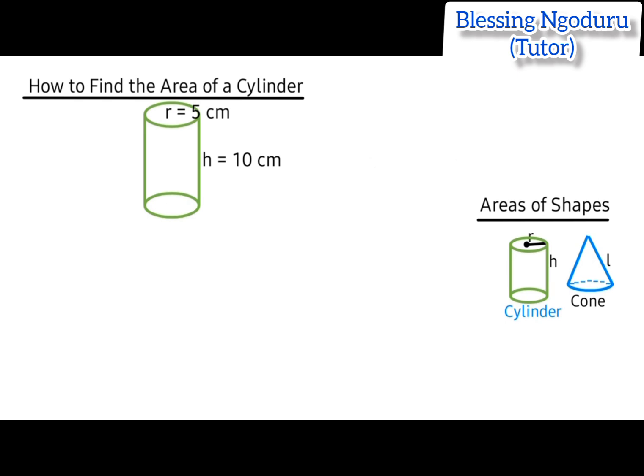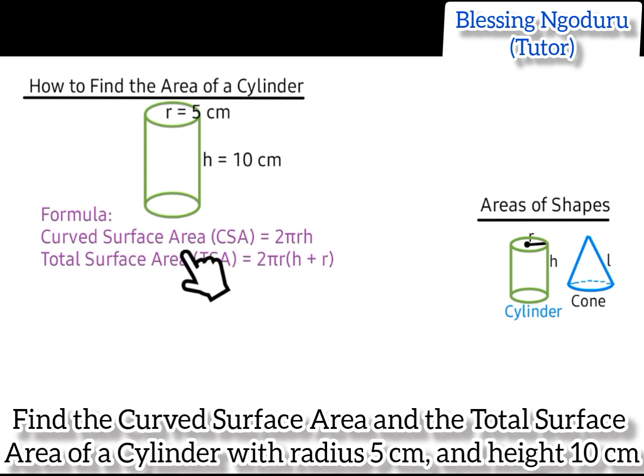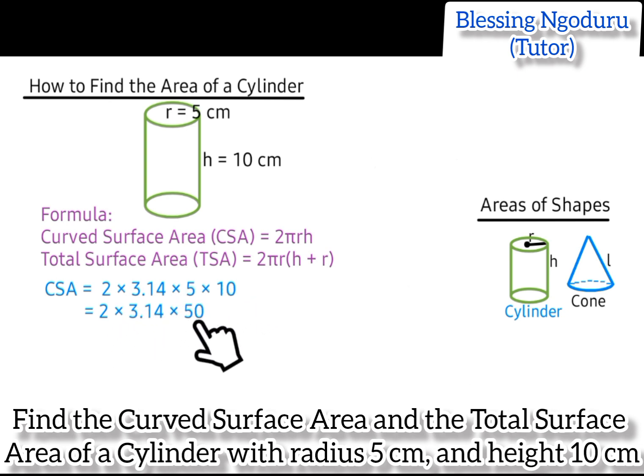Now let's learn how to find the area of a cylinder. Find the curved surface area and the total surface area of a cylinder with radius 5 centimeters and height 10 centimeters. Formula for calculating curved surface area of a cylinder is 2 pi rh. So we have 2 multiplied by pi value is 3.14, multiplied by r value is 5, multiplied by h 10. We have 2 multiplied by 3.14 multiplied by 5 times 10. 2 multiplied by 3.14 multiplied by 50 gives 314 centimeters square.